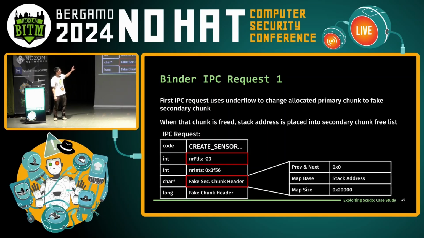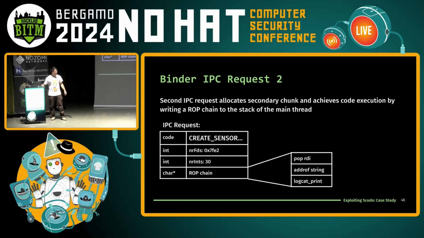So when this IPC is processed by the system server, it triggers the underflow, it'll free our fake secondary chunk, and it places a stack address to the main system server thread into the secondary chunk free list. And then we'll send a second IPC request that allocates that secondary chunk and essentially lets us allocate a chunk on the stack, and we'll hijack code execution by writing a ROP chain at an offset into this chunk. Basically this ROP chain just calls logcat with our string.